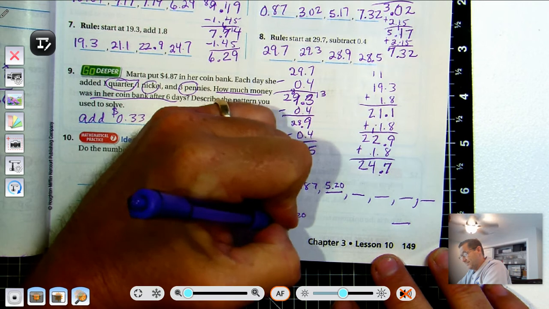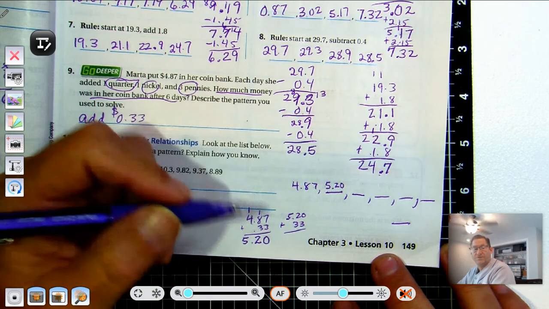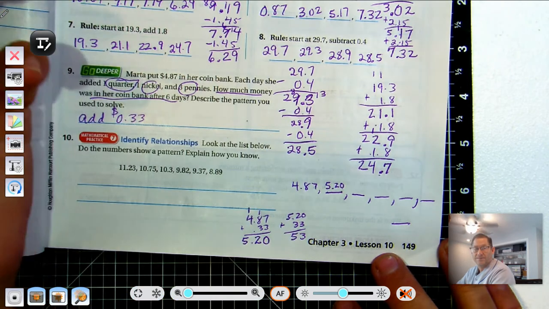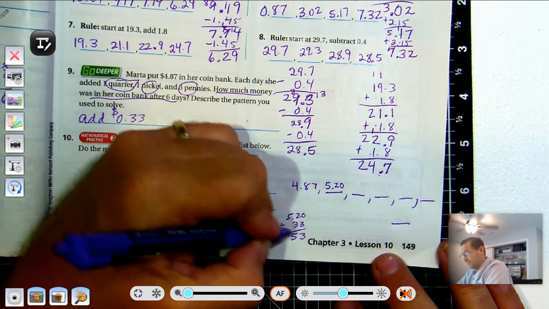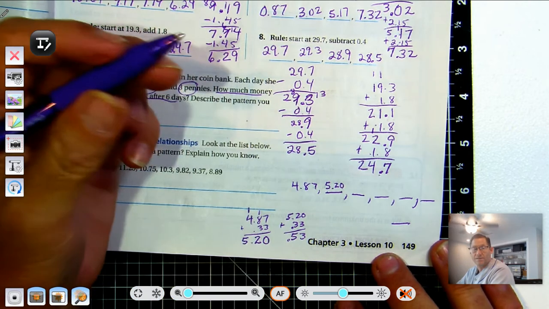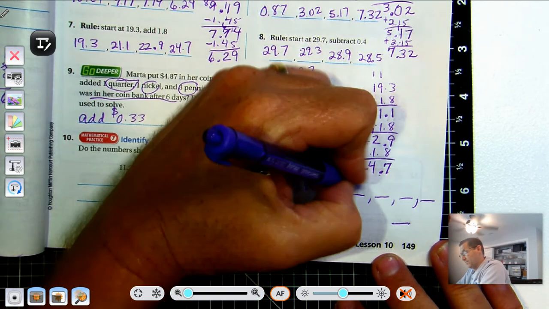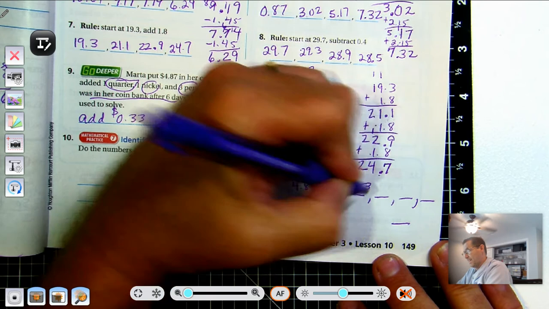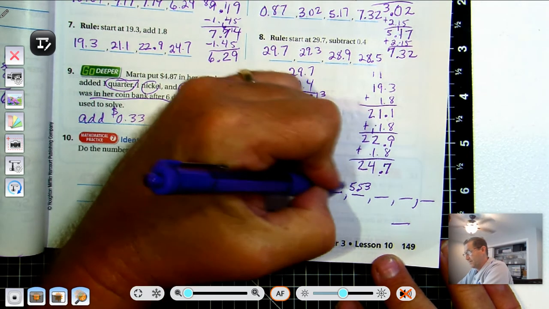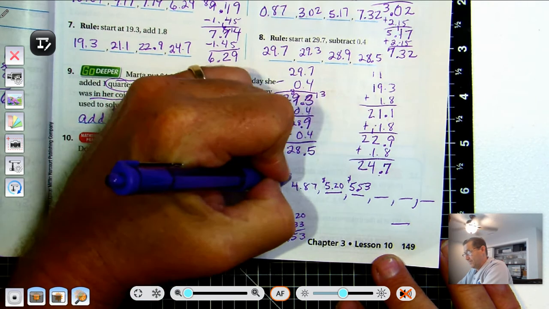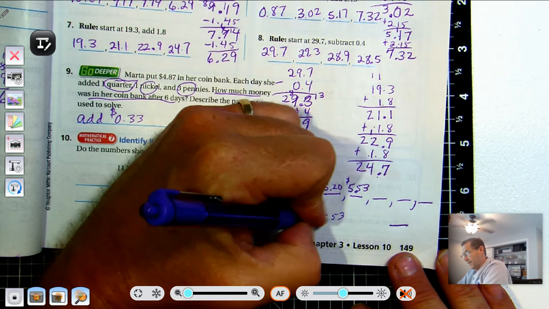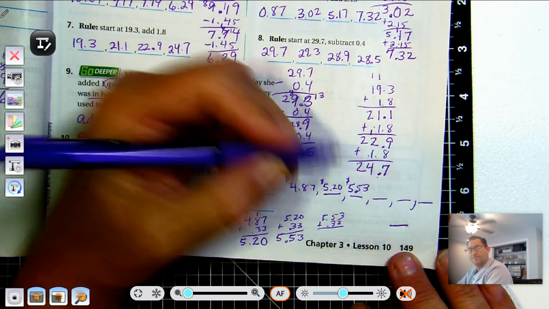After the next day, she's going to put in 33 more cents again. So 3 plus 0 is 3. 3 tenths plus 2 tenths is 5 tenths. We're moving to the ones and place the decimal. And then 5 plus nothing is 5. So $5.53.